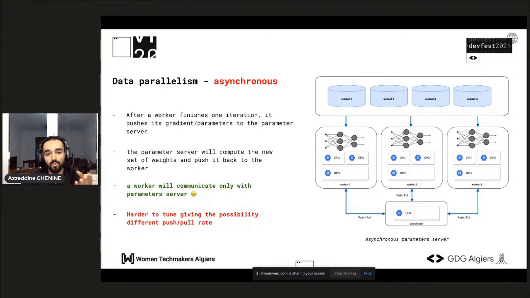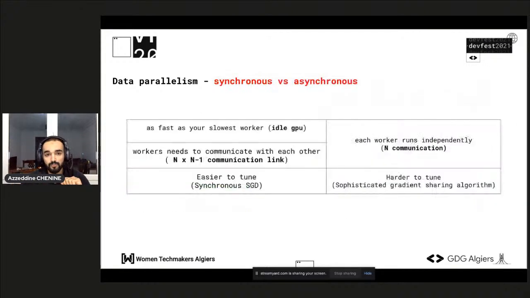Now your worker doesn't have to wait until all the workers finish their task. The worker will only communicate with the parameter server. But we have a problem here: it is harder to tune, because when you are working with the push-pull system, your worker doesn't wait for the other workers to finish their iterations. So it can happen, especially in a heterogeneous environment, that a fast worker will have a higher push and pull rate than the other workers, which can hurt the learning, and it will be harder to tune your hyperparameters and the push-pull rates. So the learning can be uneven between the set of workers. This is a challenging task also. So basically, it's a trade-off. It depends on your architecture, on your infrastructure, and on your model also, and on your hyperparameters.